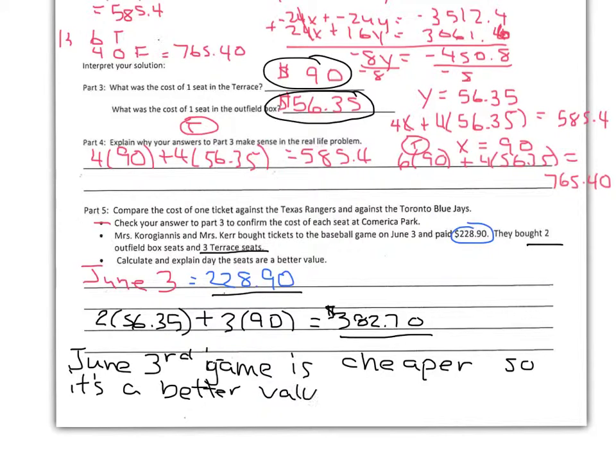So remember, what we're looking for is complete sentence, period at the end, capitalization for proper nouns and in the beginning of the sentence, and explaining your reasoning. Why do you think the day is better? Why do you think June 3rd is better than June 13th?